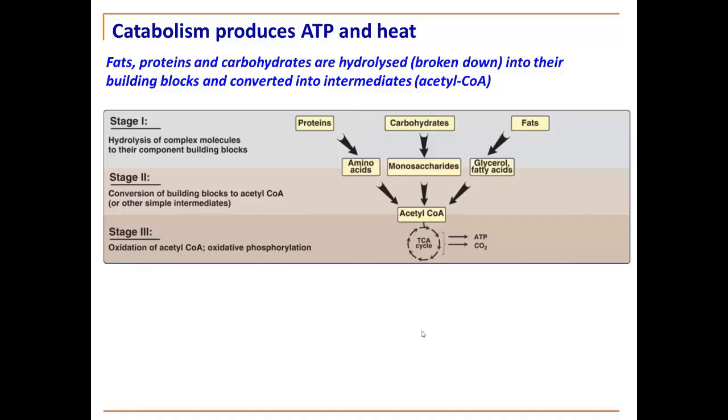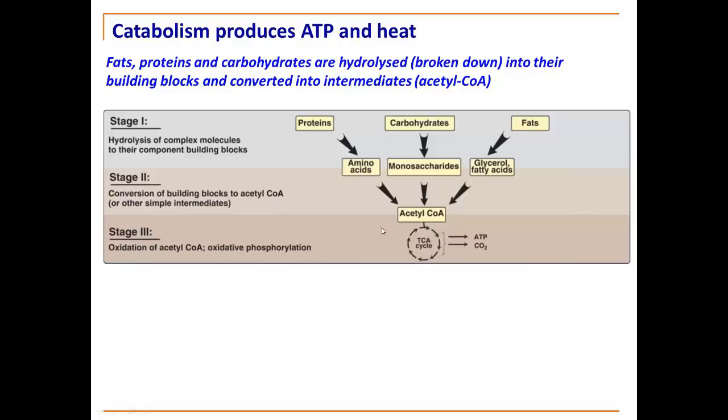So when we're thinking about it, catabolism is what we're focusing on right now, and that produces your ATP and your heat. Your fats and your proteins and your carbs are all hydrolyzed, or broken down, into their building blocks. So we break proteins into amino acids, carbohydrates into monosaccharides, such as your glucose, and fats into glycerol and fatty acids, because you normally have a glycerol backbone with fatty acids coming off it. Your second stage is conversion to acetyl-CoA, another little intermediate that we'll touch upon later.